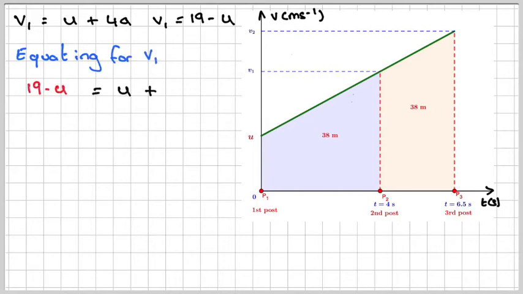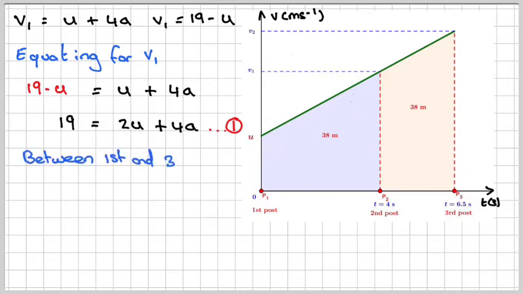Equating them for v1, we're going to have 19 minus u is equal to u plus 4a, and then 2u plus 4a is equal to 19. We're going to call that equation 1. Then we're going to do the same, but we have to consider this trapezium here because we want u in it. So between first and third post, don't try to do the second and the third post because it won't work. Let's call this v2, which is that one there.